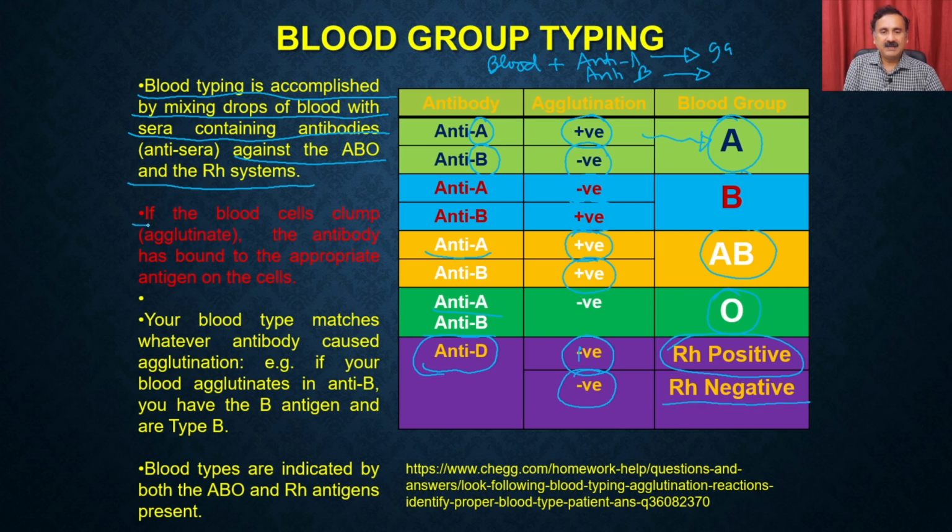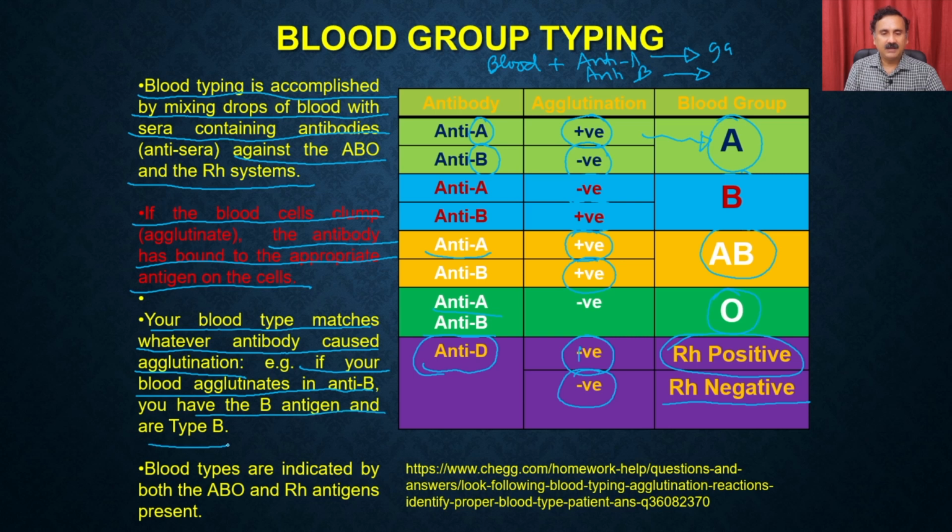So if the blood cells are going to clump, the antibody has bound to the appropriate antigen on the cell. Your blood type matches whatever antibody caused the agglutination. For example, if your blood agglutinates with anti-B, you have the B antigen, and that's why the blood group is B. Blood types are indicated by both the ABO and the RH antigens which are present. So you can easily see how blood group typing works following this paper.